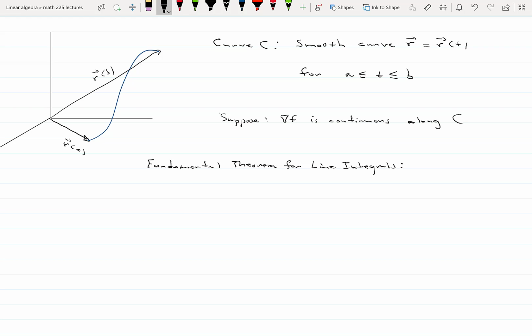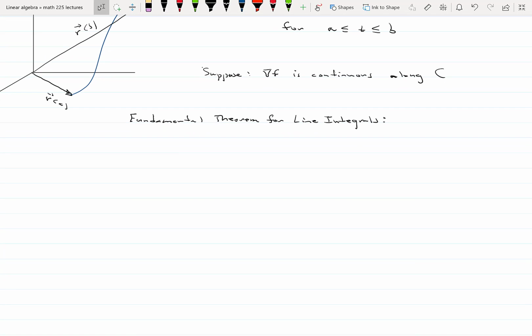Okay, it says something very similar to the fundamental theorem from calculus. It says the line integral along C, not of the derivative, but of the gradient of f dotted with dr, the value of it only depends on the function at the two endpoints. The function evaluated at r of b minus the function evaluated at r of a. It's a direct extension, actually, of the fundamental theorem that we looked at.